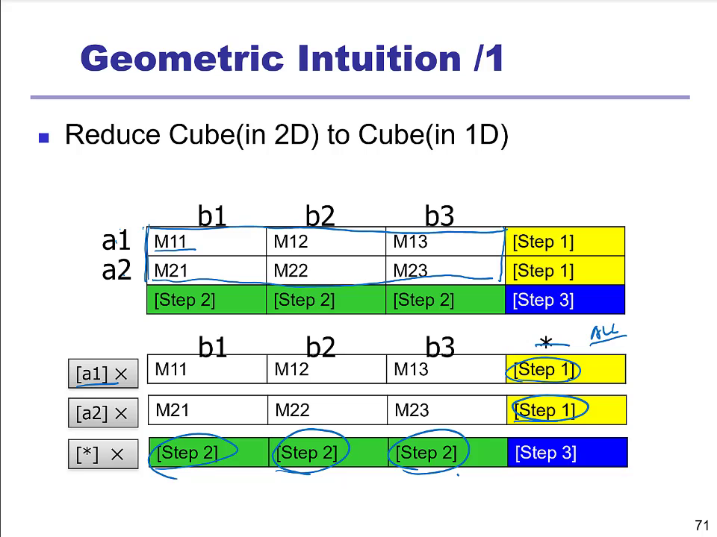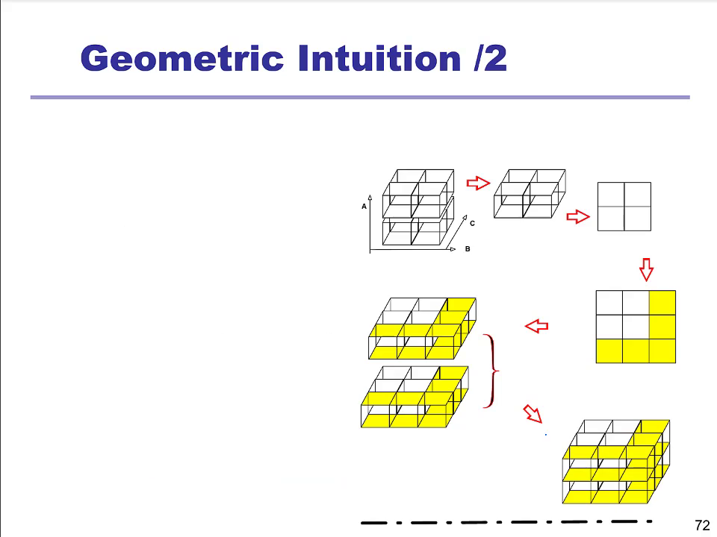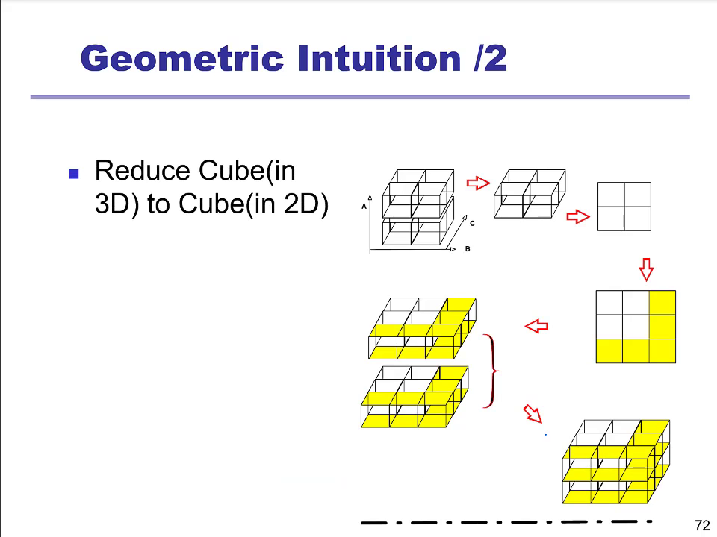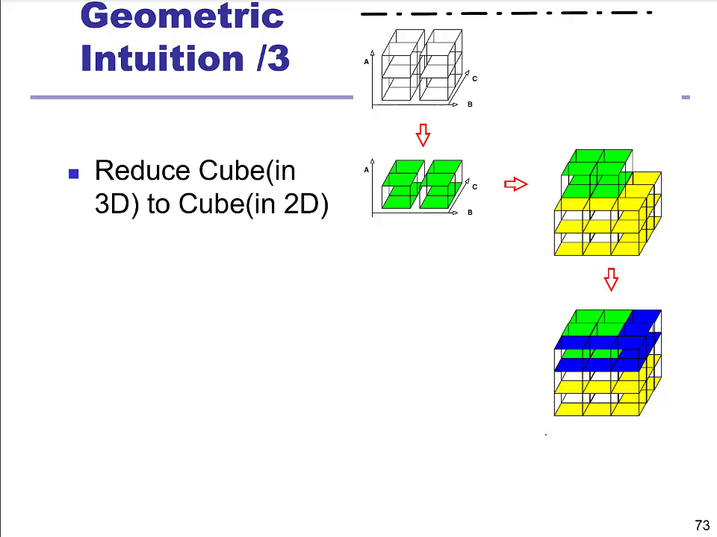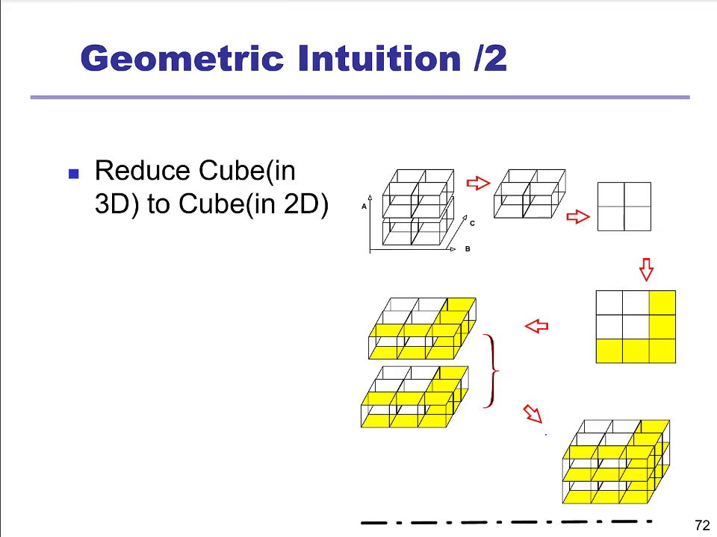And the third step is to get this value. So in order to get this value, we simply do the aggregation of the green values, and then we can get this blue value. So this is a 2D case, and it is sort of like a base case in this BUC algorithm. Now let's look at the 3D case, where we want to reduce the cube in 3D to cube in 2D.